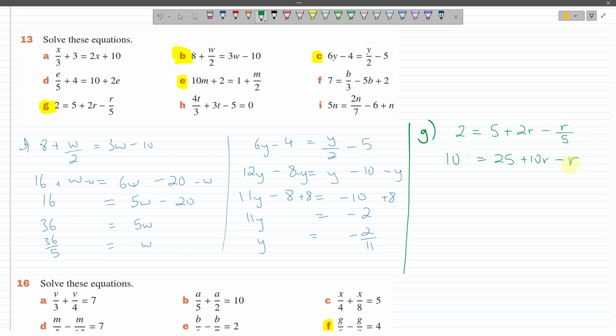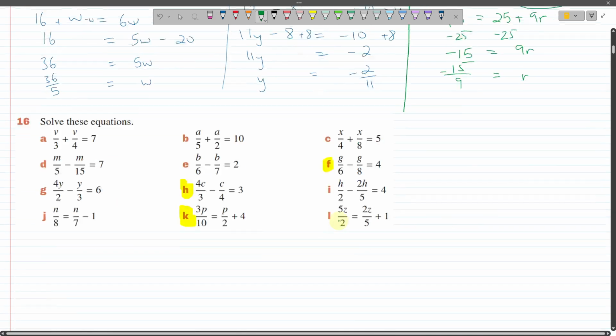What's 10r minus r? Well, 9r. 25 is equal to 10. Okay, I just collected like terms there. Collected like terms here. 10r minus r is 9r. Now minus 25 on both sides, because you want the r by itself. So undo the 25 and the 9. Let's undo 25 first. So negative 25 here, negative 25 there. 10 minus 25 is negative 15. Okay, and then I'll have 9r. r is equal to negative 15 on 9.